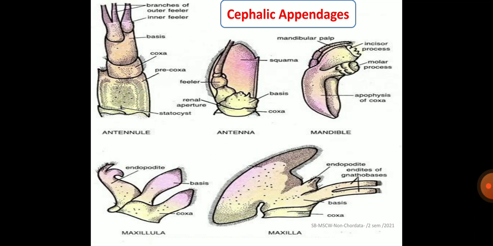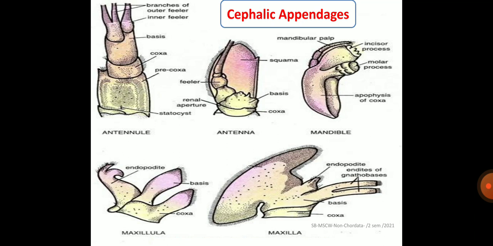The third figure here is that of the mandible. So as you all know, mandibles are two strong and calcified structures lying one on either side of the mouth. It also consists of coxa, which is differentiated into two parts, a proximal triangular and hollow apophysis, and a distal head. The head forms two processes, the molar process and an incisor process. The molar process bears 5 or 6 dental plates, and the incisor process ends in 3 teeth.